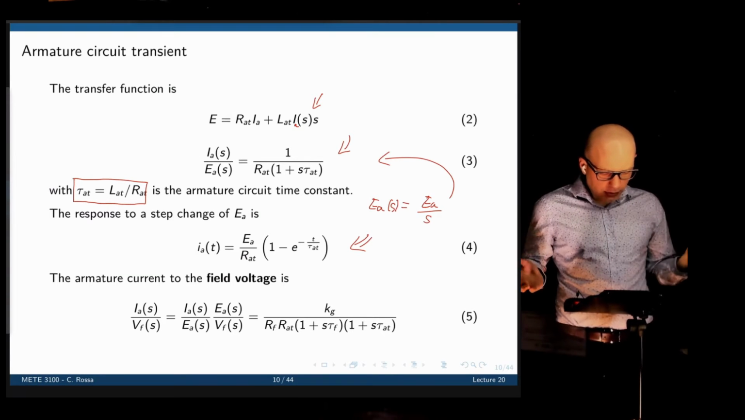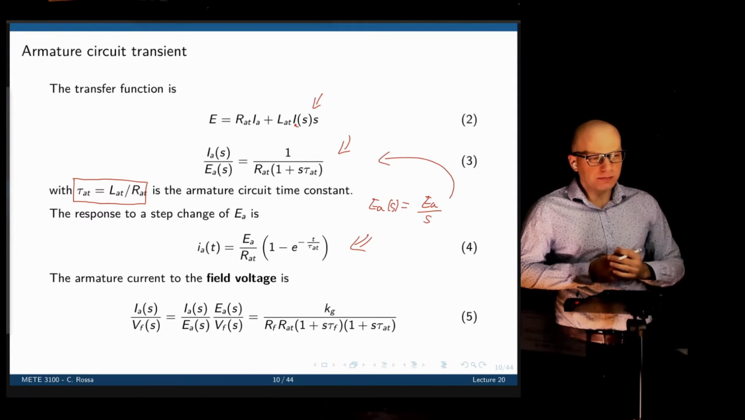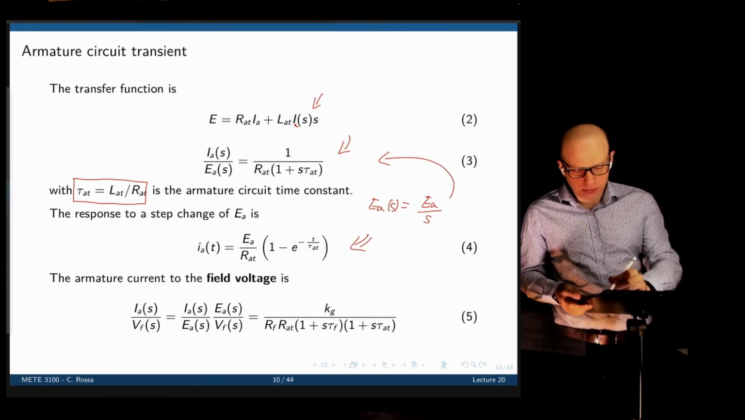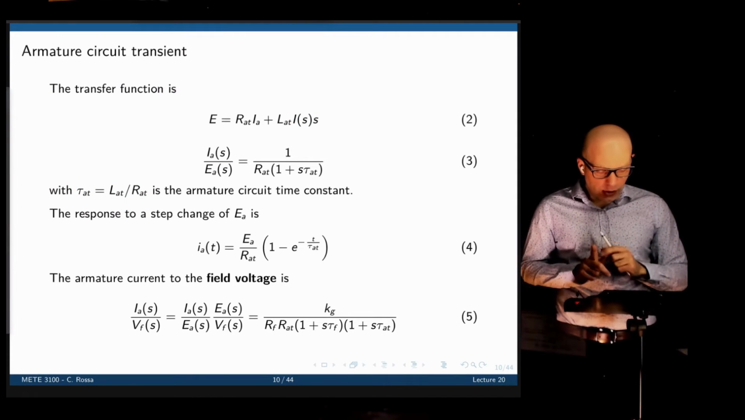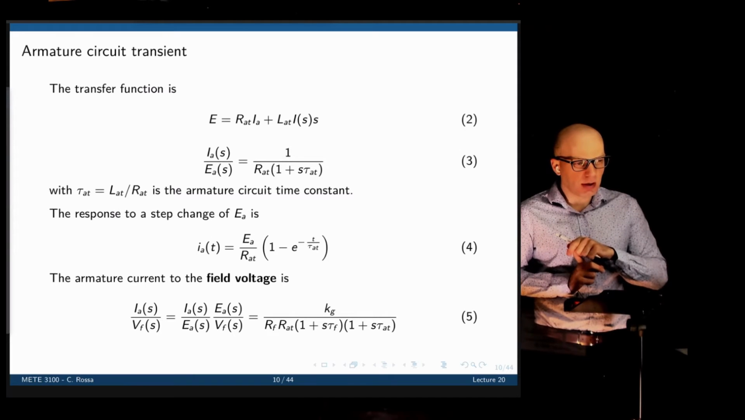So what happens to the current? The current eventually settles at E over R, that is the steady state current, but it will get there following an exponential waveform. So now we have two equations. We have an equation for the current in the rotor. We have an equation for the induced EMF as well.